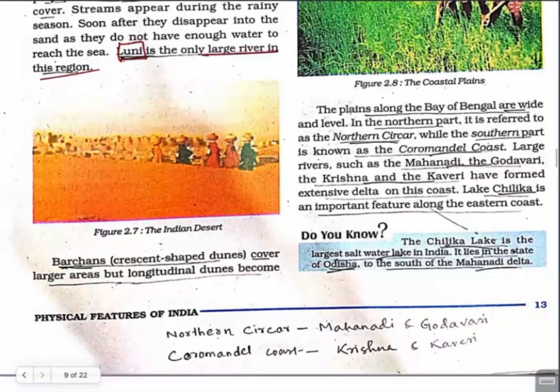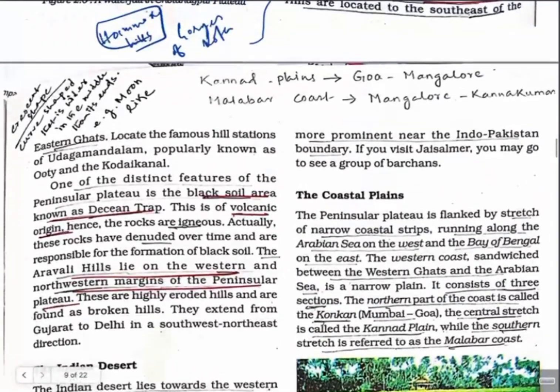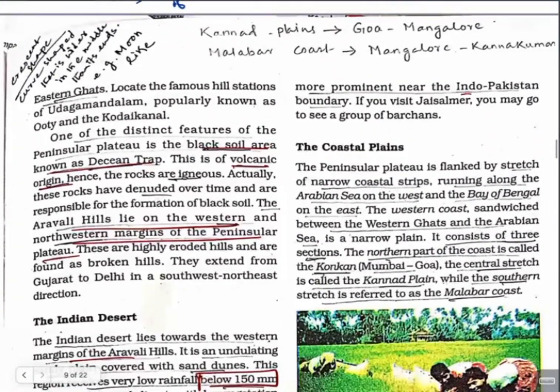Now barchans look like this. In the desert, when air blows the sand and it falls on a hill, it creates these shapes. These are barchans, which are more prominent near the Indo-Pakistan boundary, Baluchistan.